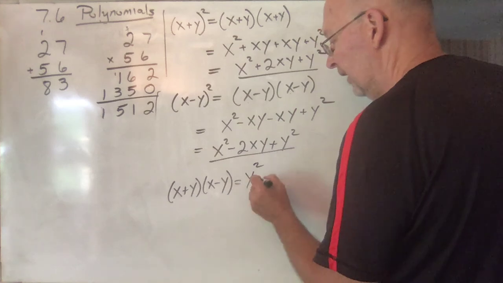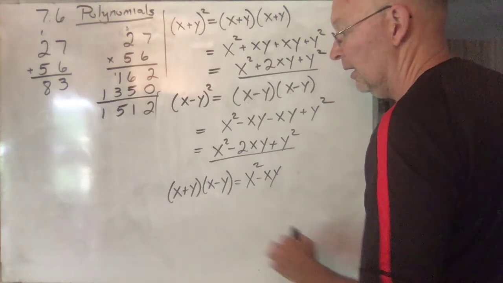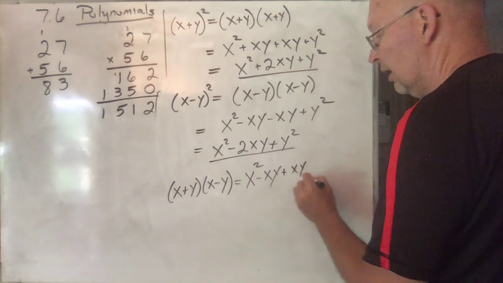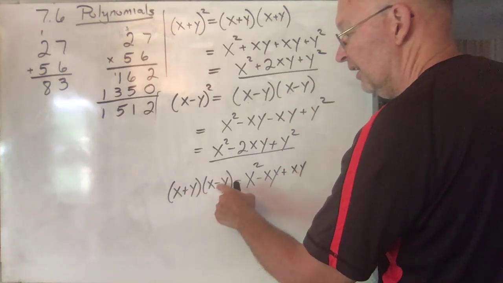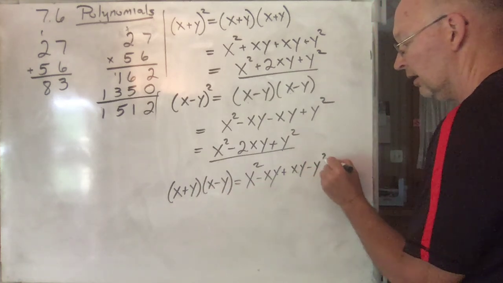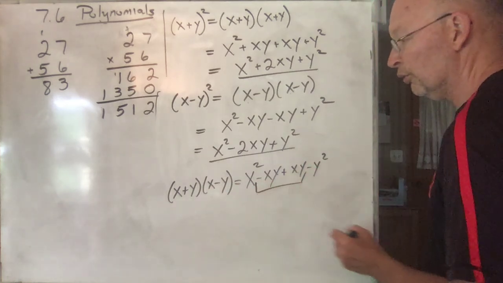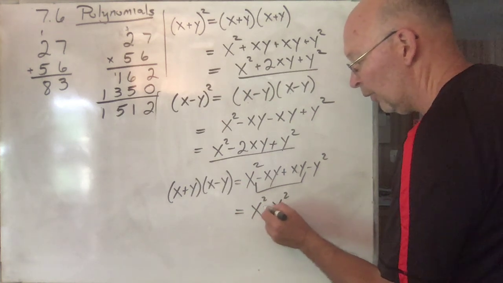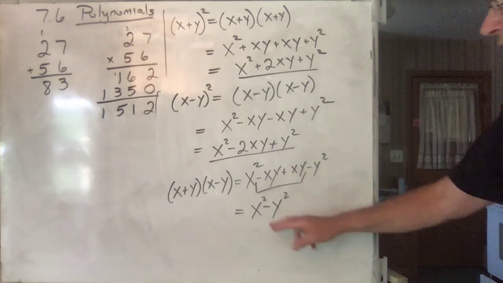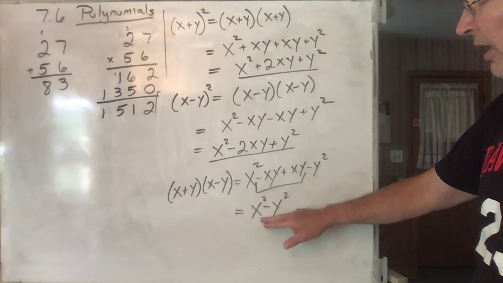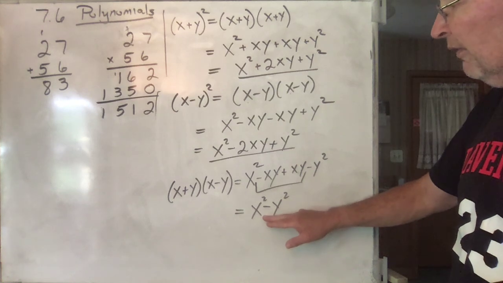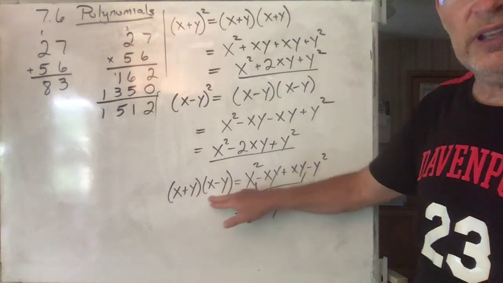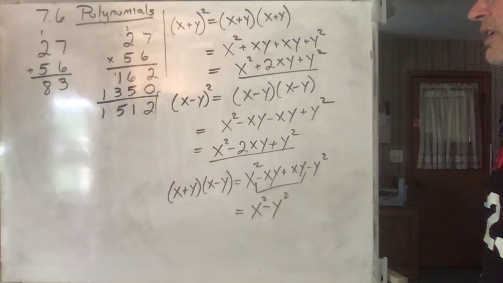Outer is going to be a minus xy. Inner is going to be, notice, a positive x times y. And then finally the last is going to be a negative y squared. So in this case, notice that these two cancel each other out, and you just end up with x squared minus y squared. So that's very important. Quite often in mathematics, you see an x squared minus y squared, and whenever you do, it's very helpful to remember that this thing is the same as this thing right here. Okay, so there you go.